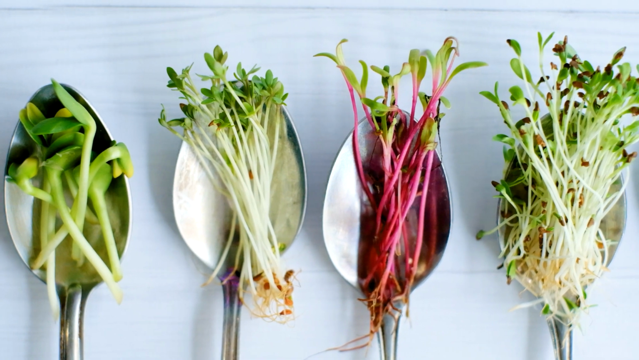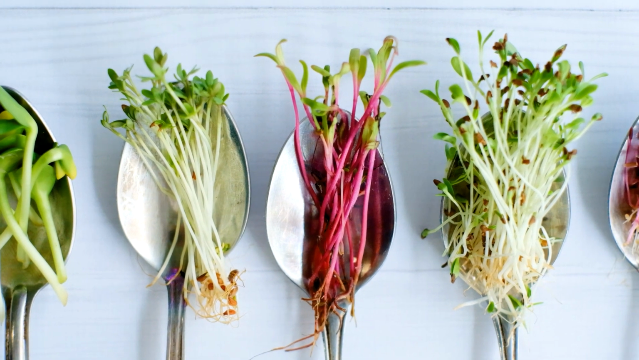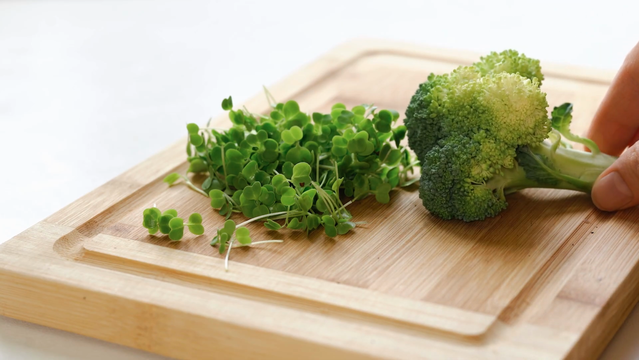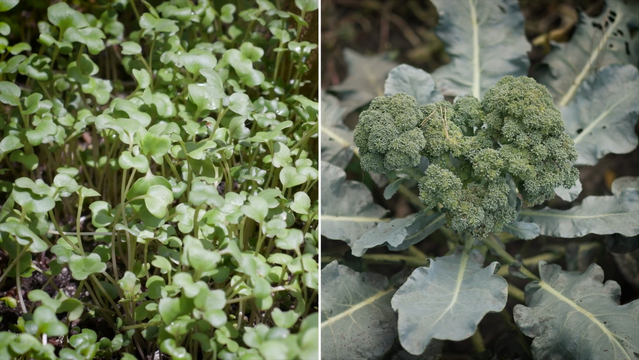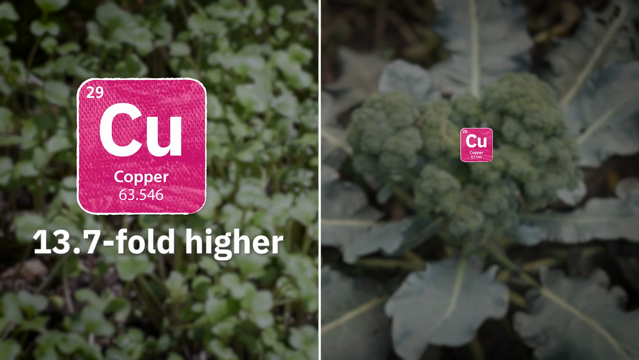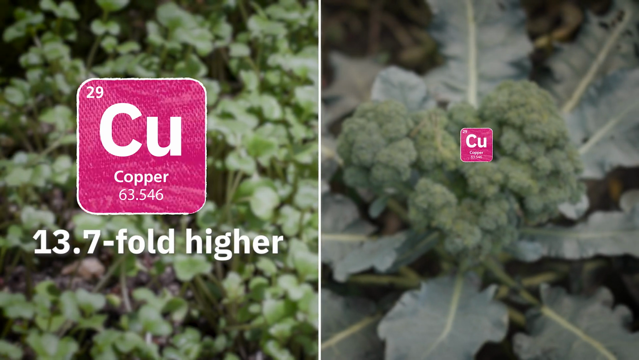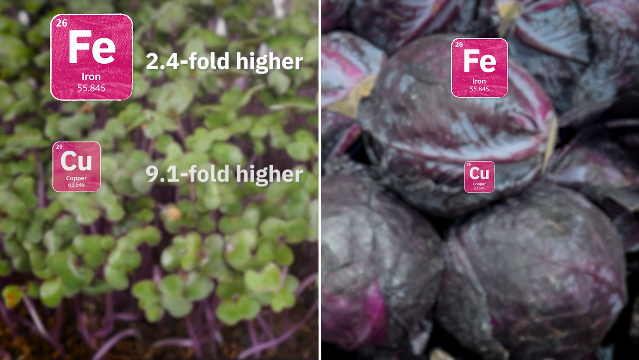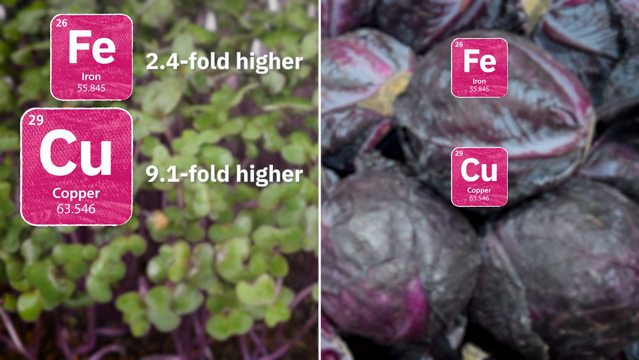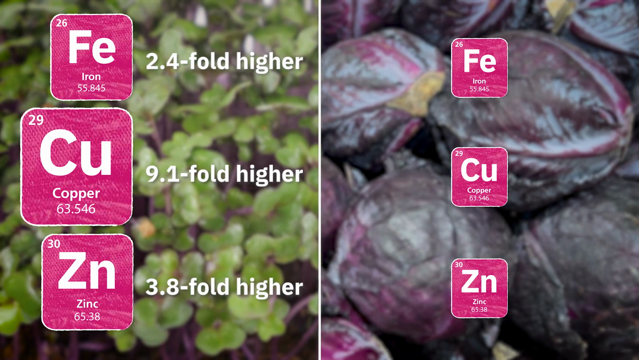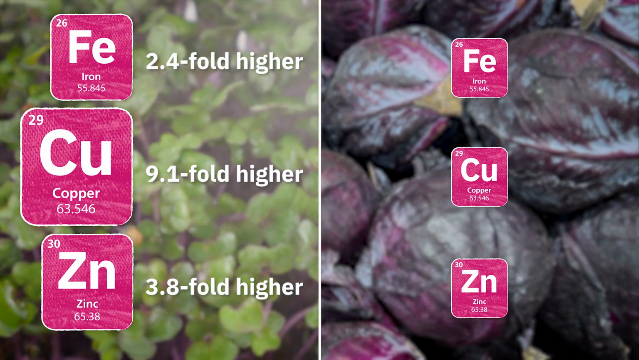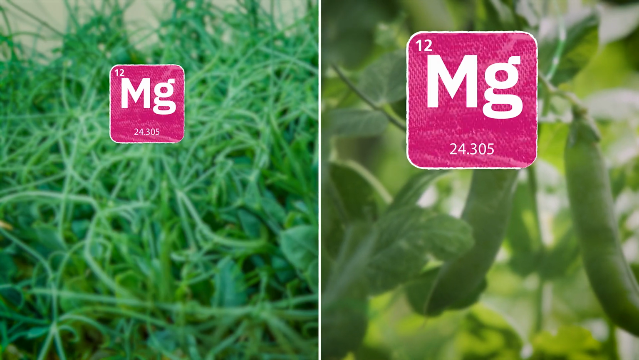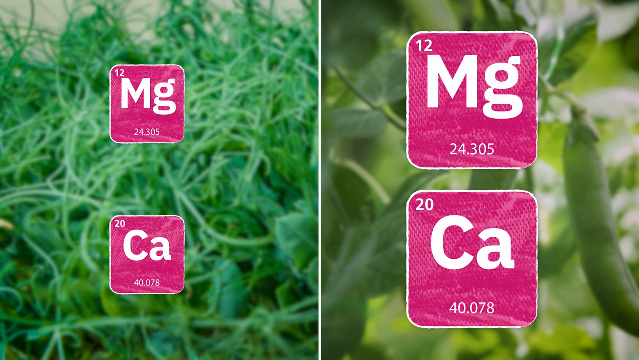The timing of harvest is also important when evaluating the mineral density of foods. For example, ionomics was used to analyze the mineral composition of microgreens compared to their mature counterparts. It was found that copper was 13.7-fold higher in broccoli microgreens than mature broccoli, and red cabbage microgreens were 2.4-fold higher in iron, 9.1-fold higher in copper, and 3.8-fold higher in zinc than their mature counterparts. Interestingly, some greens like pea greens were found to have lower levels of key minerals such as magnesium and calcium compared to their mature counterparts.